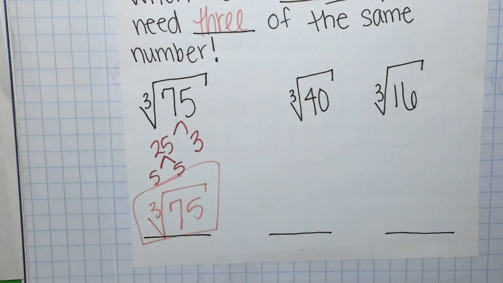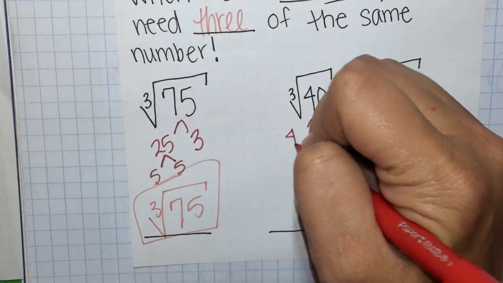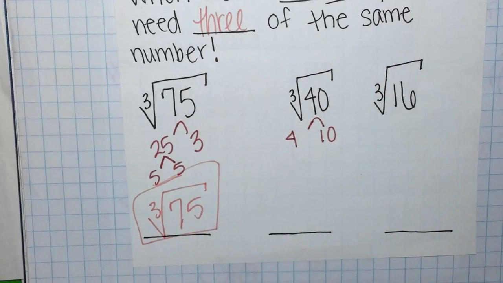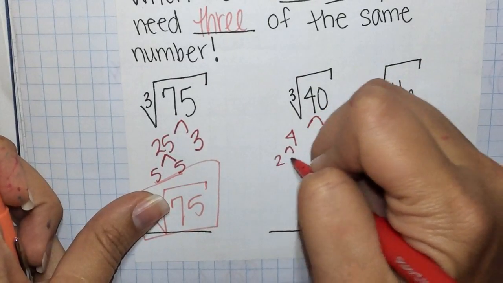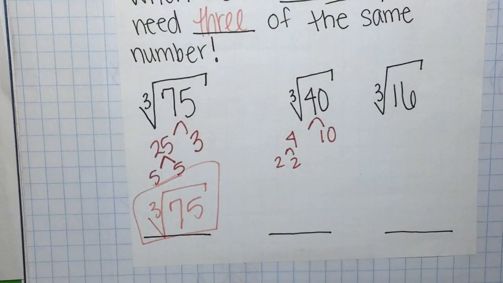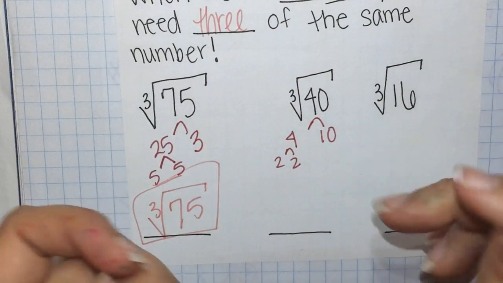Alright, let's look at 40. What number do we know goes into 40? 4 and 10. So when you can't break it down anymore, does it stay like that? Yes. Alright, so we have 4 and 10. What do we break 4 down into? 2 and 2. But we need 3 of the same number. So can we break 10 down into what?